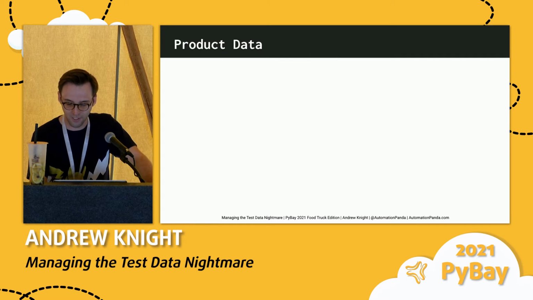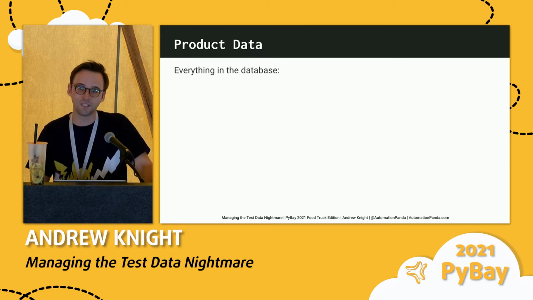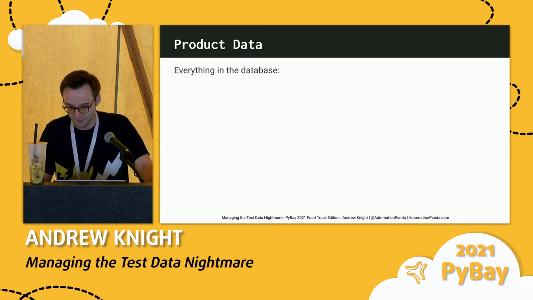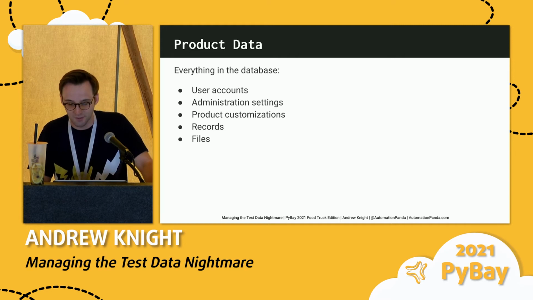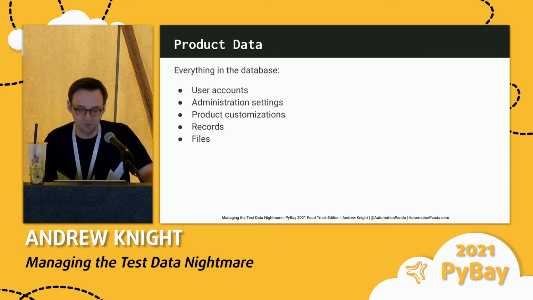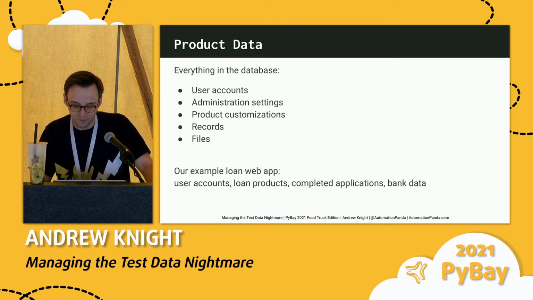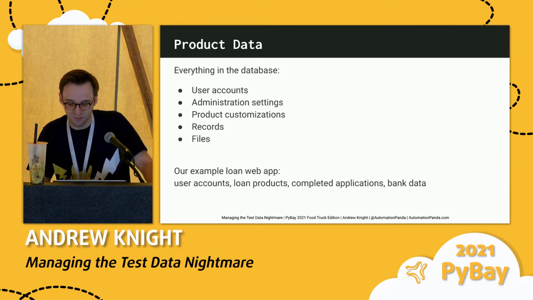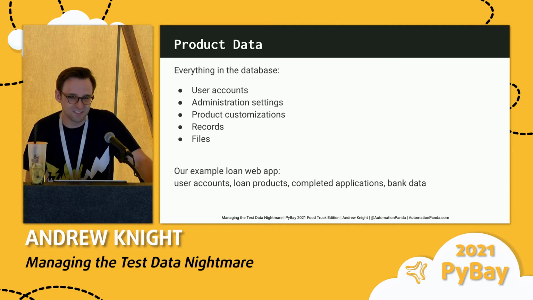Let's start with product data. As stated previously, product data is any live data in the product or system under test. In simplest terms, it is everything in the database. Examples include user accounts, administration settings, product customizations, records created by users, files uploaded by users. For our example loan app, product data would be most of these things: the user accounts, the loan product settings, the loan application submitted by the user, and all that behind the scenes bank data.